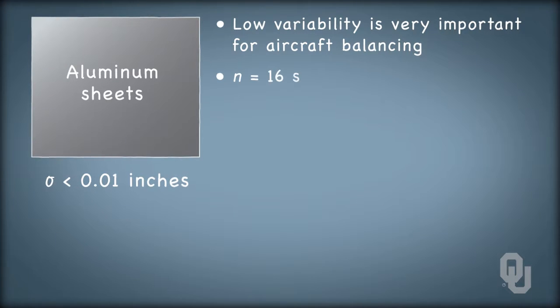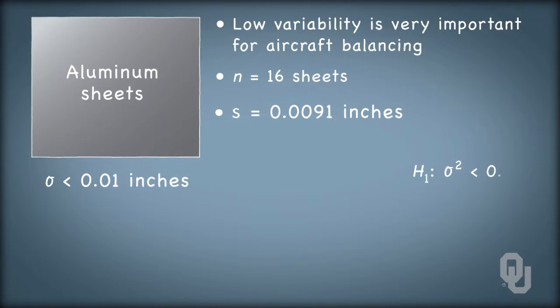A random sample of 16 sheets from a potential supplier was collected, and the thickness of each sheet in the sample was measured. The standard deviation of the sample was found to be 0.0091 inch. The phrase to pay attention to is less than 1/100th of an inch. Less than doesn't imply an equality statement, so the alternative hypothesis is sigma squared less than 0.01 squared.